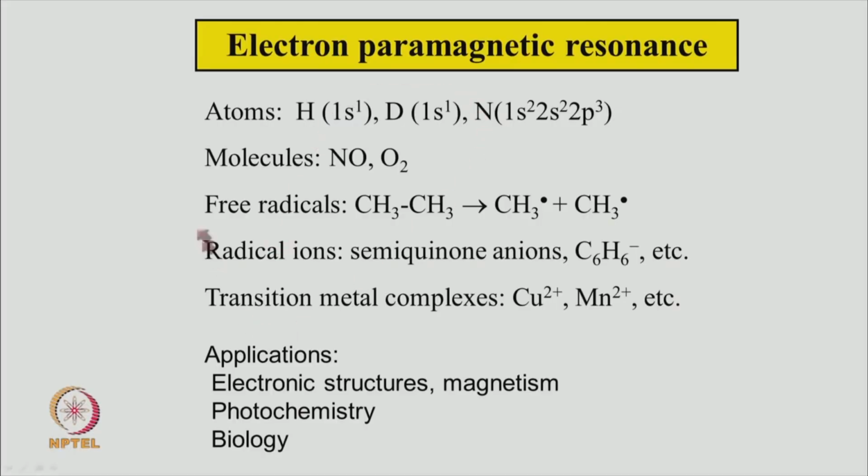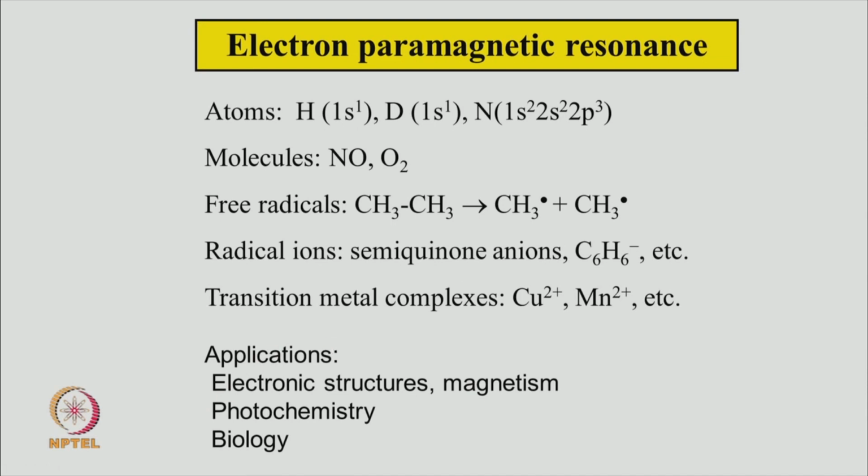This spectroscopy can be used to study a host of systems: atoms, molecules, free radicals, radical ions, transition complexes, in all those species which have a magnetic moment associated with electrons can be studied by this technique. They have wide applications in understanding electron structure, magnetism, and phenomena in photochemistry and biology. They have a wide range of applications.